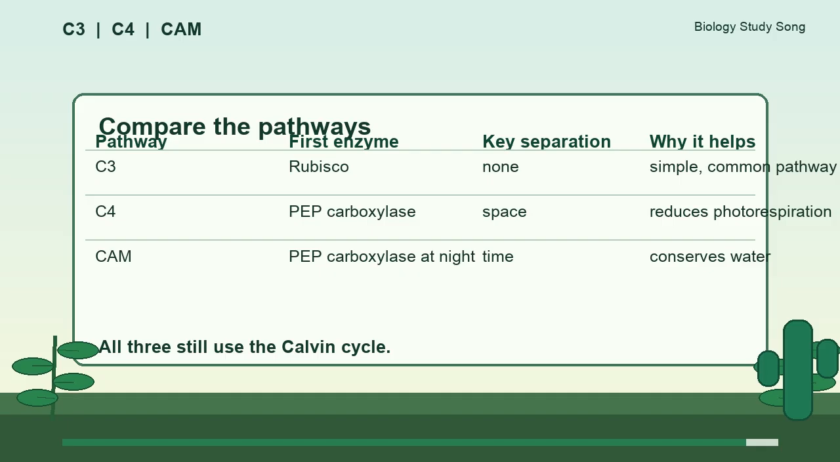C3, C4, and CAM all still use the Calvin cycle. C4 separates by space. CAM separates by time.